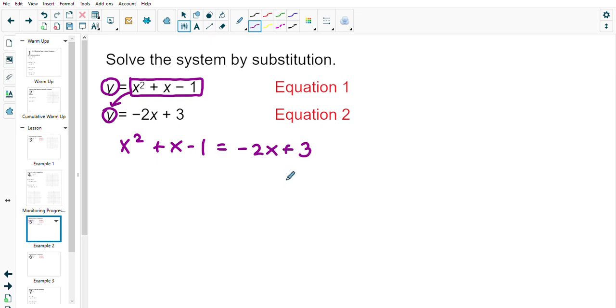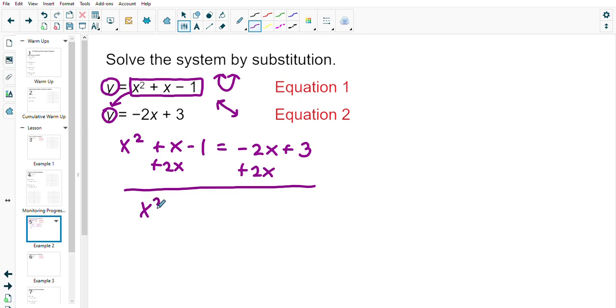A solution to a system is always where the equations actually intersect each other on a graph. So we know that this graph is going to be a quadratic, and this graph is going to be a linear function. We're trying to figure out where on the graph these two intersect. Because we have a quadratic, we have to set it equal to 0. So we're going to add 2x to the other side.